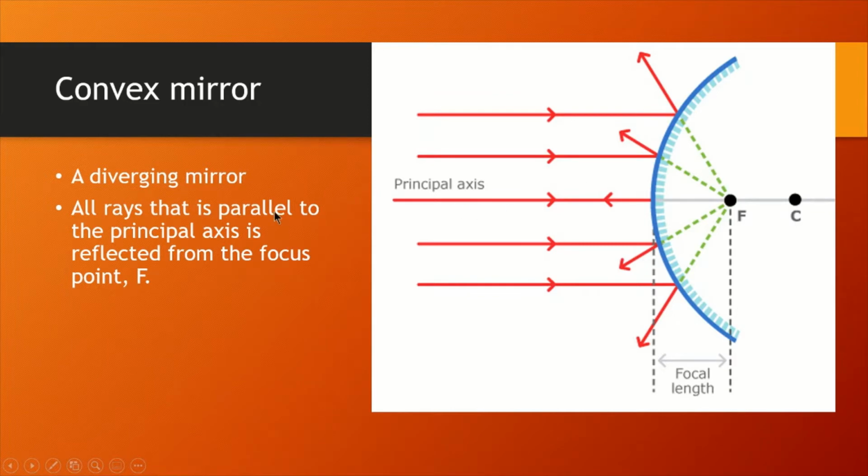A convex mirror is a diverging mirror, so all parallel light rays will be reflected and diverge and spread out from F, the focal point, which is inside the mirror. So we draw a dotted line to represent this line that is inside the mirror. All parallel light rays will be reflected from F, which is inside the mirror.